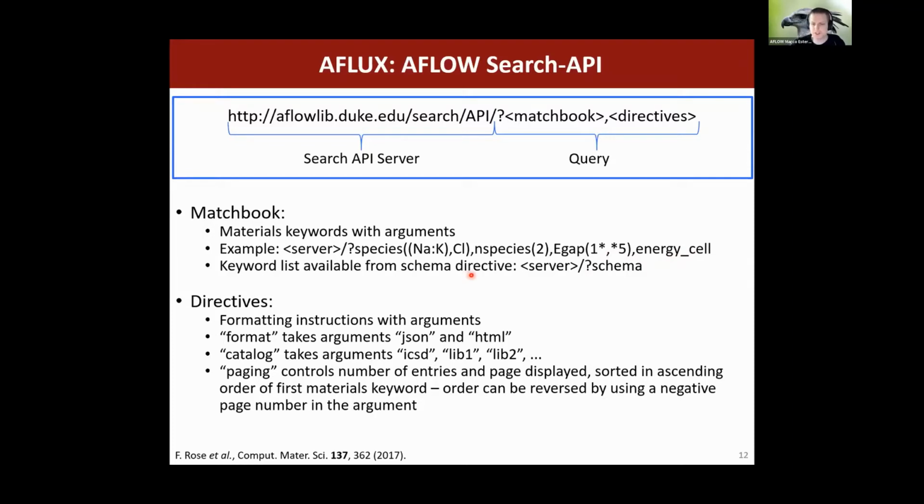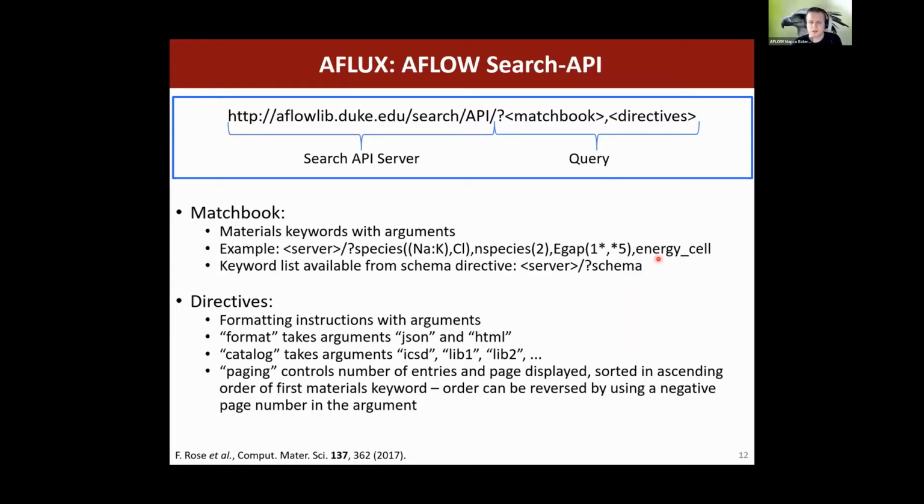You can get a full list of these directives using the schema keyword. So instead of having matchbook and directives, you just replace it with schema, and you get a big JSON that has all the properties that you can look for with descriptions and everything.